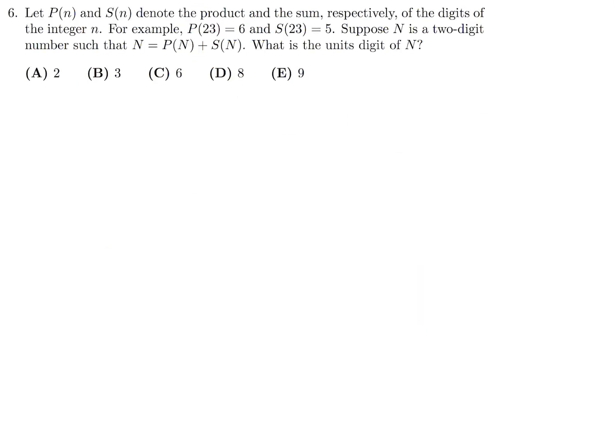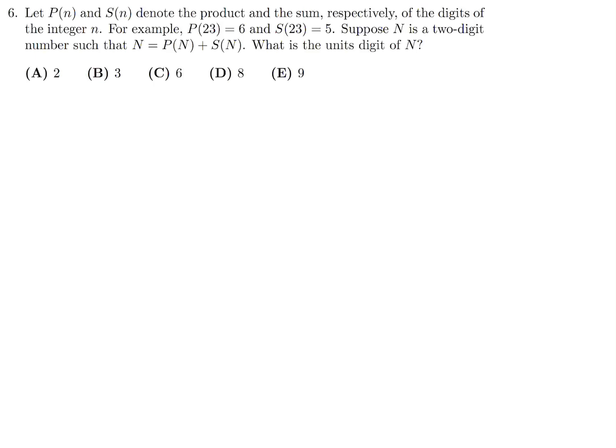Let Pn and Sn denote the product and sum respectively of the digits of the integer n. For example, P23 is 6 and S23 is 5. Suppose n is a two-digit number such that n is equal to Pn plus Sn. What is the units digit of n?